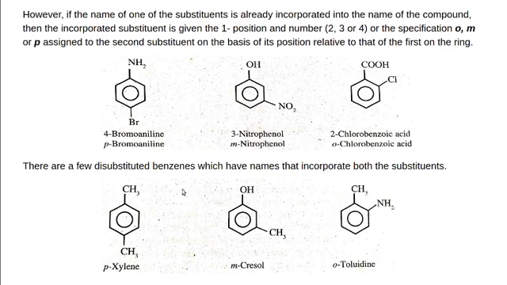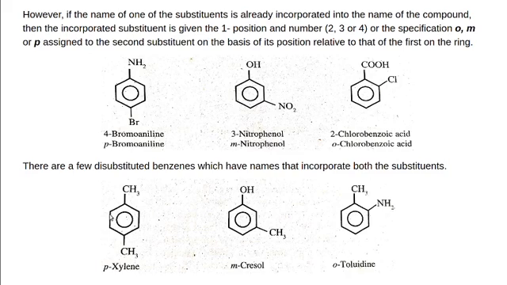In some cases, two substituents are incorporated into the name of the compound. That means there are a few disubstituted benzenes which have names that incorporate both substituents. In the earlier case, the compound is named based on only one substituent, that is aniline. But in this case, the naming is based on the two substituents. Here, xylene contains 2 methyl groups. Because of the presence of 2 methyl groups, this compound is known as xylene.